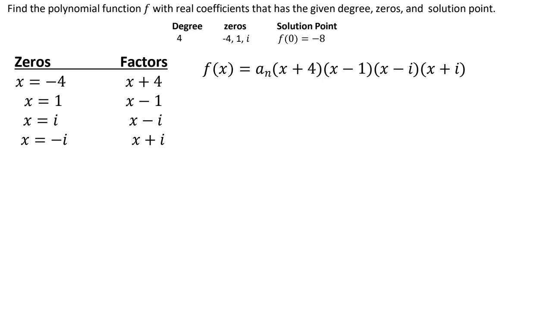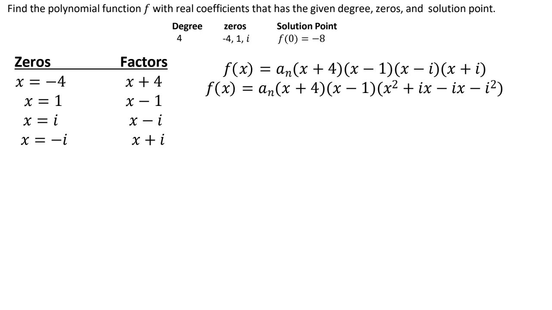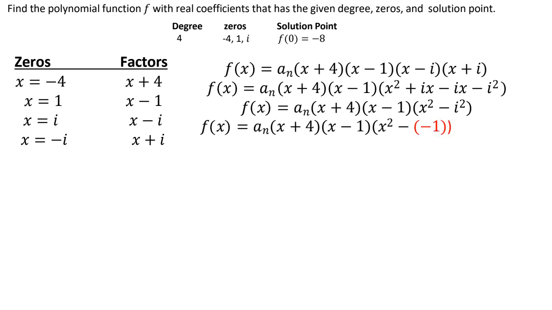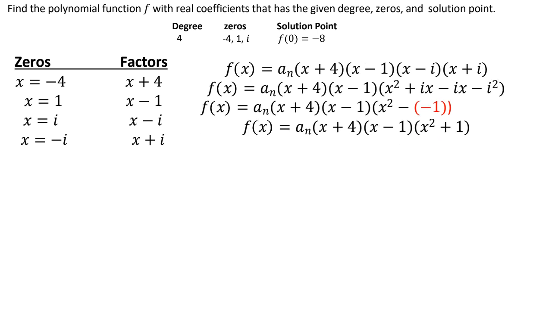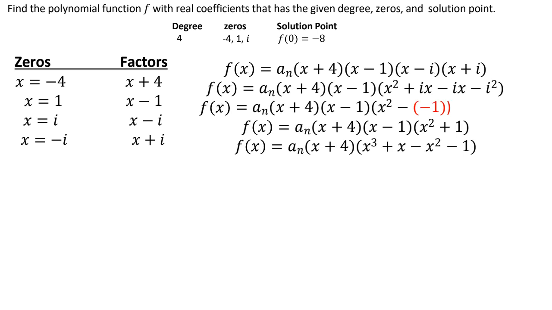So let's go ahead and do this. Again, I'm going to start with the farthest right. When I do this, I combine my like terms. I know that i squared is a negative 1, so this is going to give me x squared plus 1. Now let's do the next one, x minus 1 times the x squared plus 1. When I do that multiplication, I have x cubed plus x minus x squared minus 1. Nothing can be combined, so I don't have any like terms.